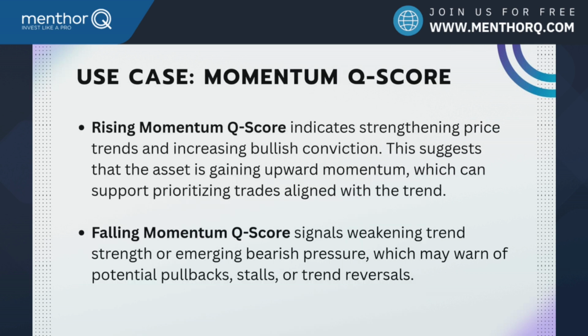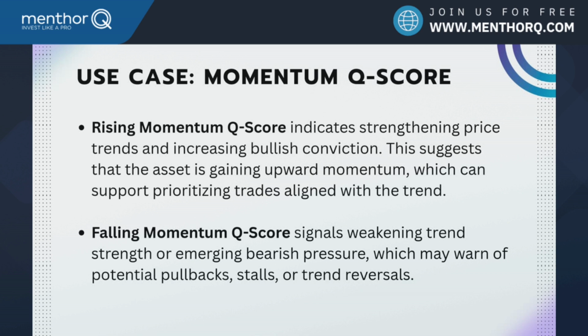Now let's look at the momentum score. The momentum score is really trying to quantify the strength and direction of the price trend. Again, we go from a scale of 0, which is bearish momentum, to a scale of 5, which is bullish momentum. Understanding the changes can really help you confirm the validity of the trend and align with your trade selection and timing.